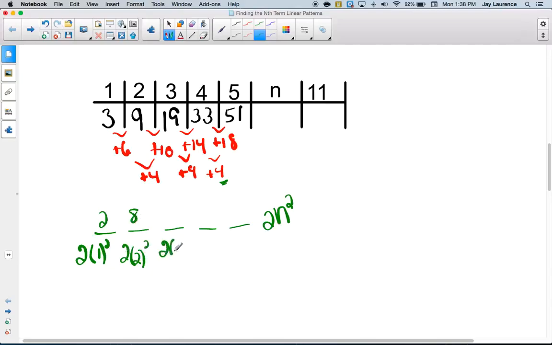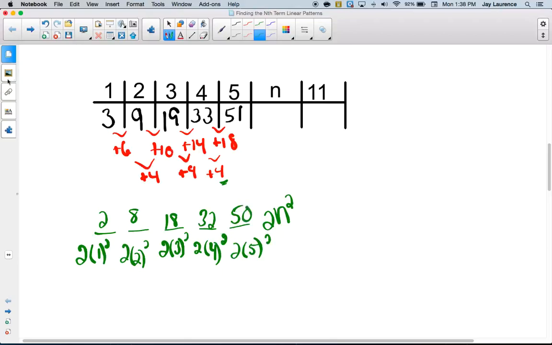Then I'll have 2 times 3 squared. 18, 9 times 2 is 18. And then for this one, I have to square 4 to get 16, double that to get 32. And then I have to do the same for 5. 5 squared is 25, times 2 is 50.